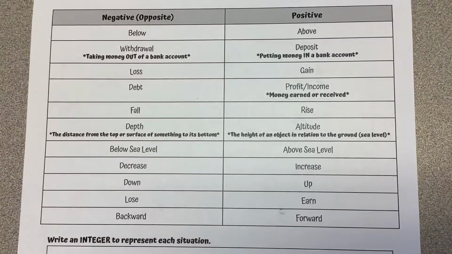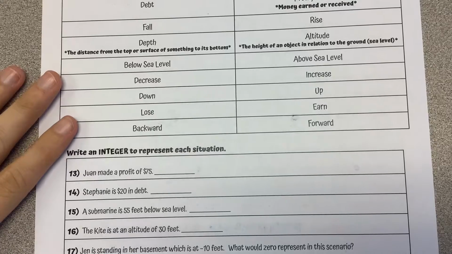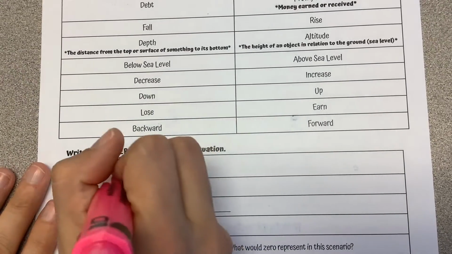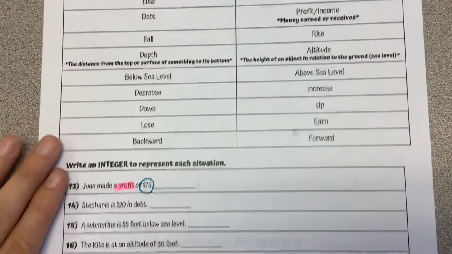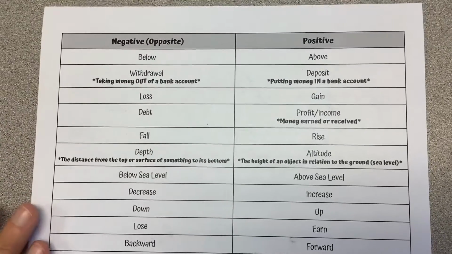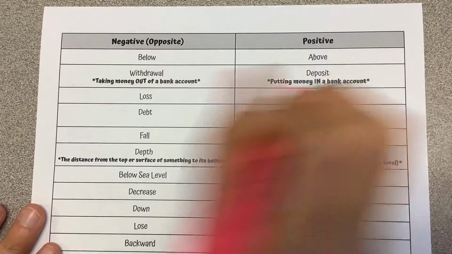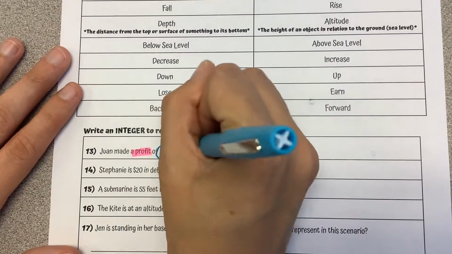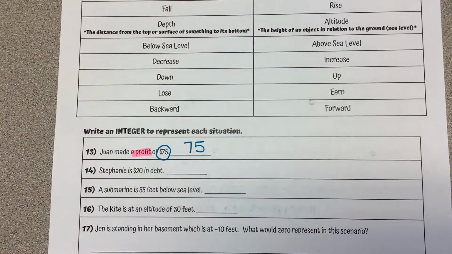Now using our chart here to help us representing integers. So number 13, Juan made a profit of $75. So I'm circling my number. I'm highlighting the keyword profit. When I look on here, I see profit in the positive spot. So that is a positive value. I don't need to put a plus sign for positive. I'm just writing 75.